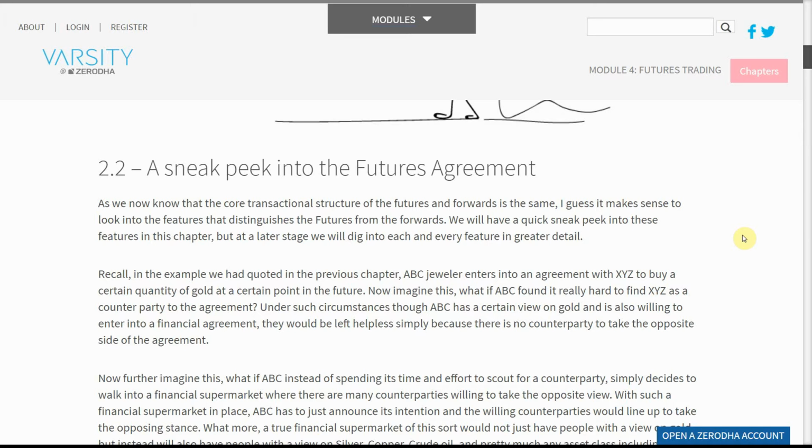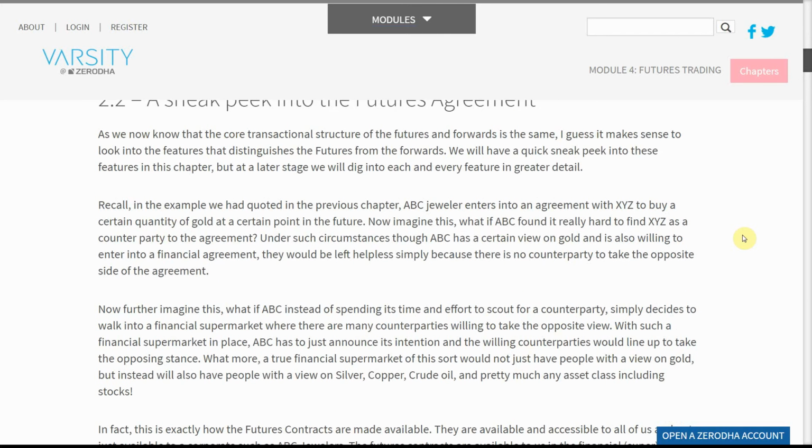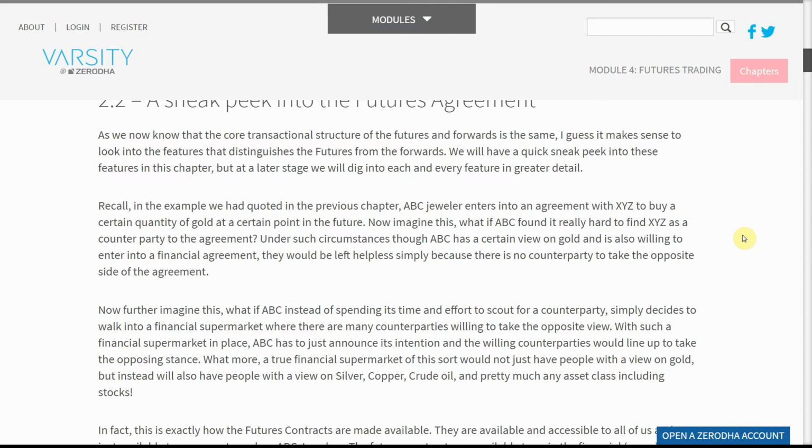Recall, in the example we had quoted in the previous chapter, ABC Jeweler enters into an agreement with XYZ to buy a certain quantity of gold at a certain point in the future. Now imagine this. What if ABC found it really hard to find XYZ as a counterparty to the agreement? Under such circumstances, though ABC has a certain view on gold and is also willing to enter into a financial agreement, they would be left helpless simply because there is no counterparty to take the opposite side of the agreement.